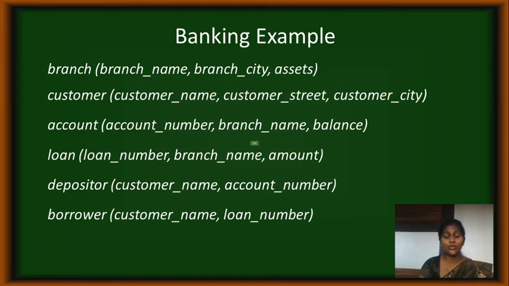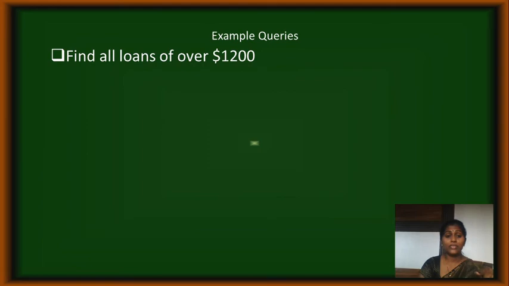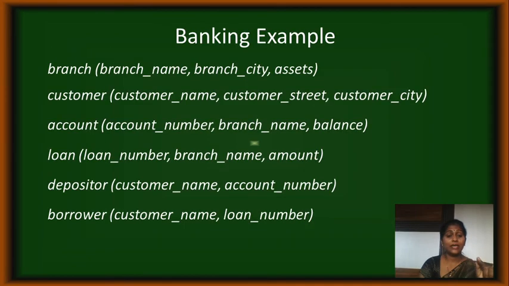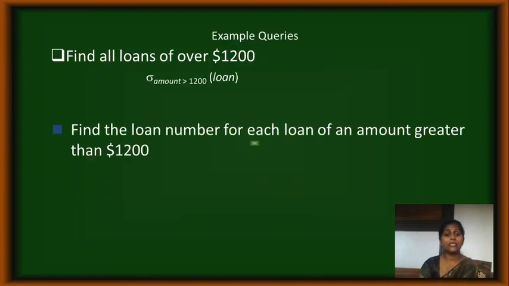Then where amount is equal to 1200, you have to use a select symbol, and what was it? All the loans, find loan number and then amount. So that is how. See here, select symbol I am using, amount greater than 1200, over $1200, right? So from which table am I using? Loan table. Second query is find the loan number for each loan of the amount greater than 1200.